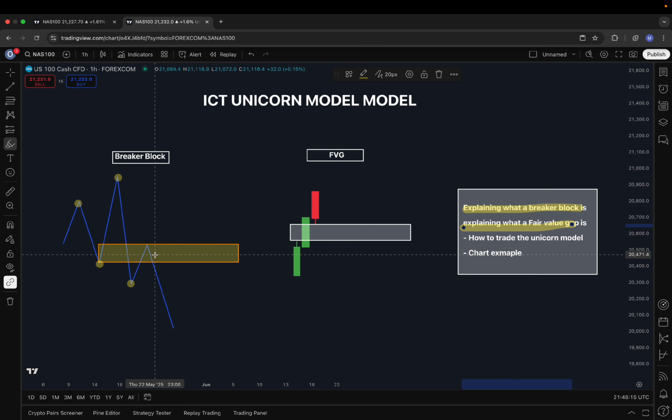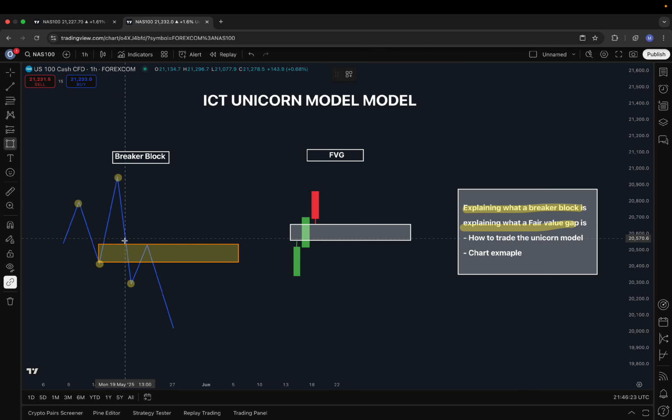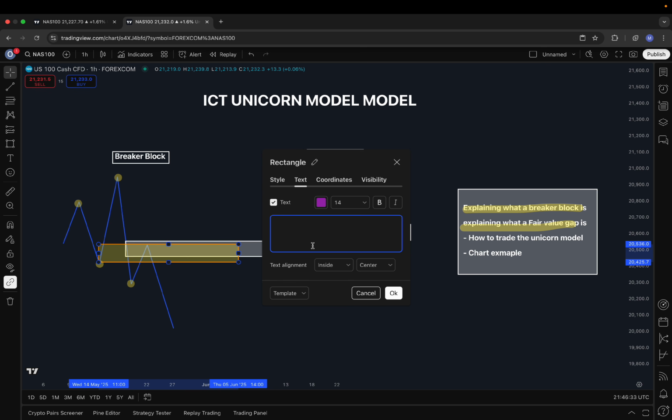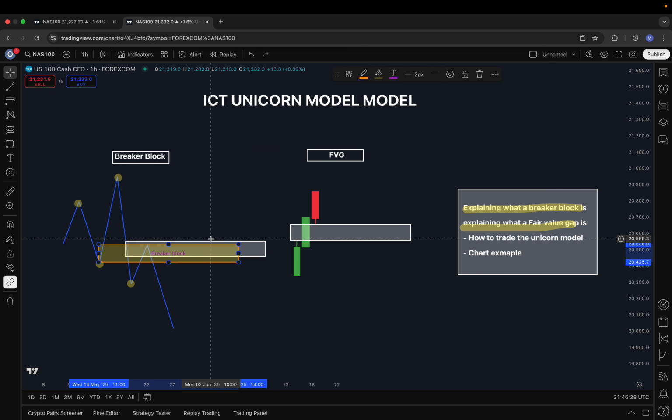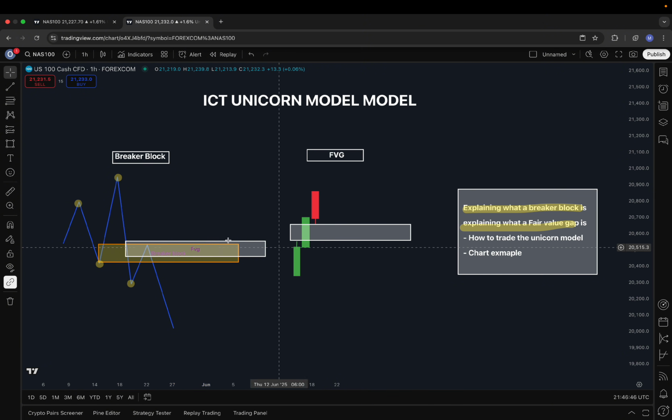So let's say, for example, this is the breaker block, and obviously this is the model example, so I can't really show you if it is a fair value gap. So let's assume this is our fair value gap somewhere around here. You can see this is the breaker block, and that white box right here is our fair value gap. Now when our breaker block overlaps with our fair value gap, that becomes a high confluence trade.